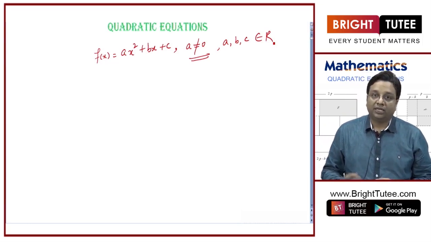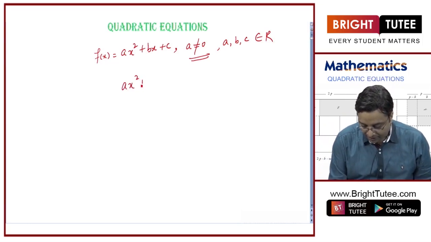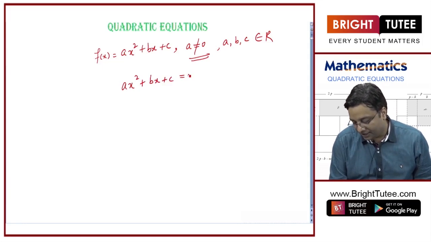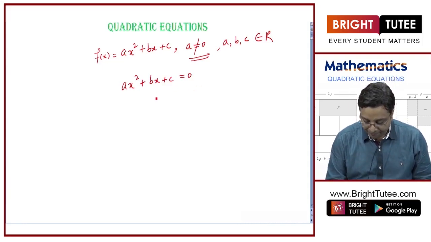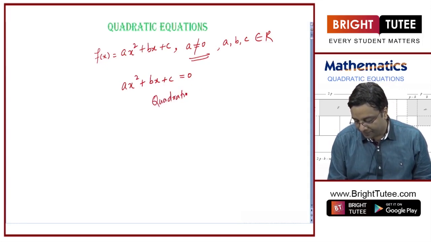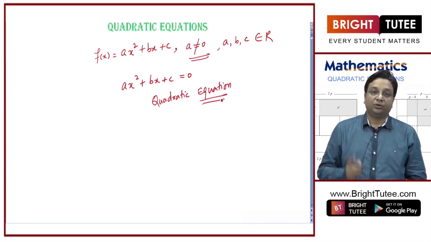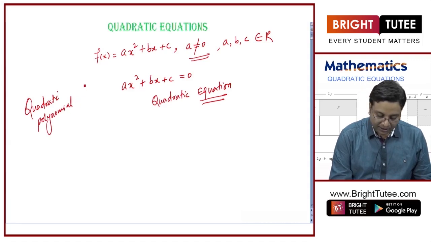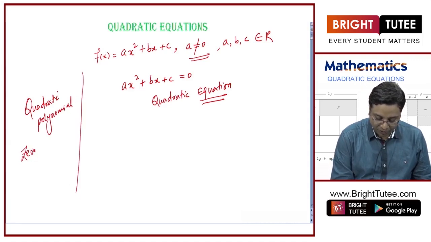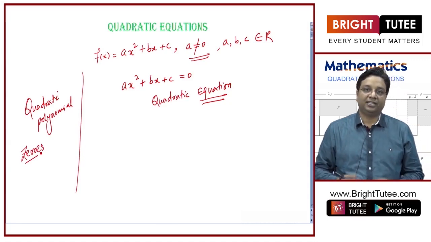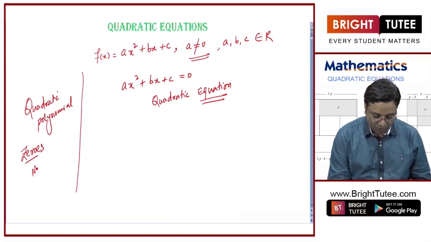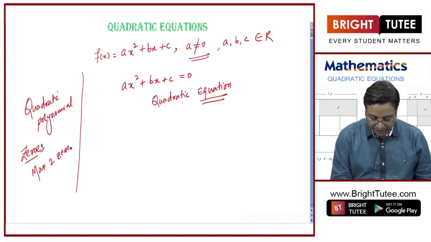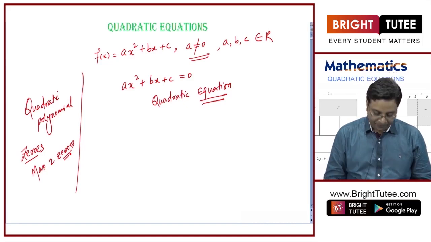So now we will talk about quadratic equation. If I equate this to 0, now this is a quadratic equation, right? In quadratic polynomials, we had zeros of a polynomial, right? How many zeros were there in a quadratic polynomial? There were maximum 2 zeros in a quadratic polynomial, right?